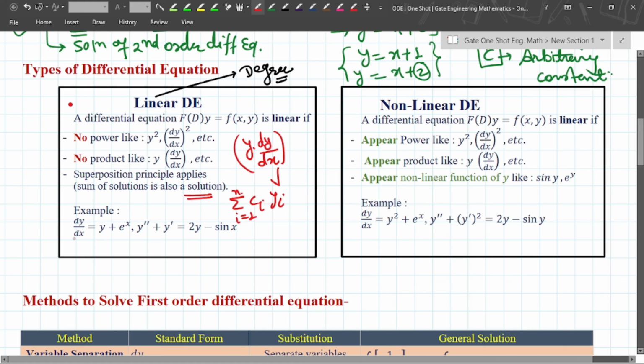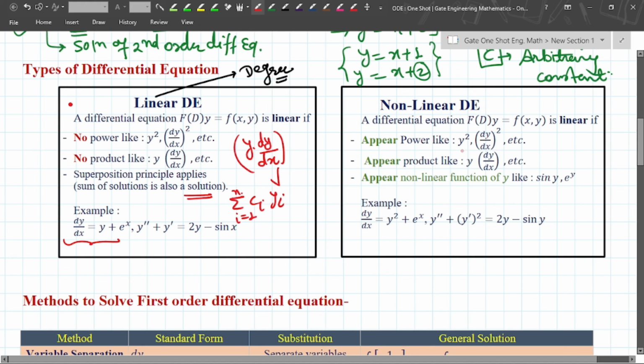Here are some examples. dy by dx equals y plus e to the power x. Here e to the power x is a non-linear kind of function, but it is in the independent variable, not in the dependent variable. If e to the power y were there, then we couldn't say that it is linear. So this is a linear differential equation. The second one is y double dash plus y dash equals 2y minus sin x. It is also a linear differential equation. These kinds of things do not appear in this equation.